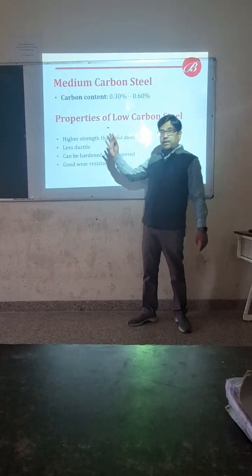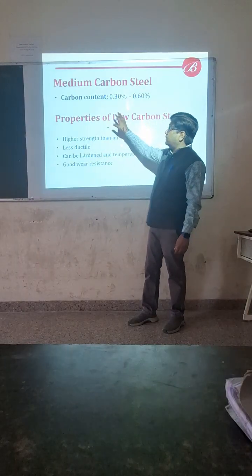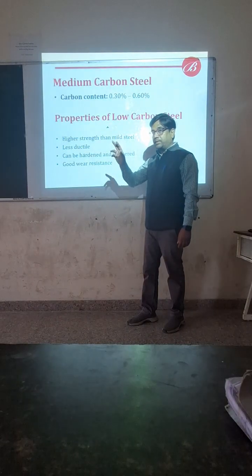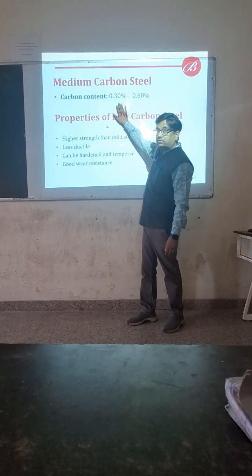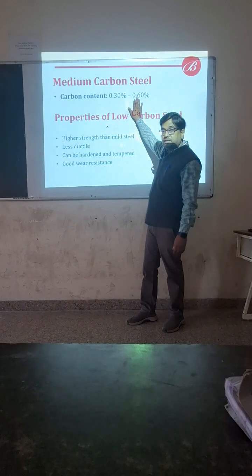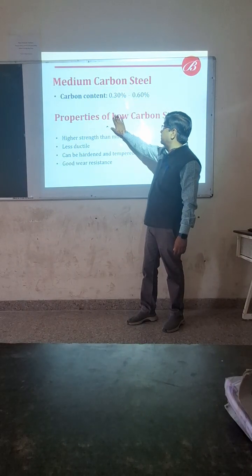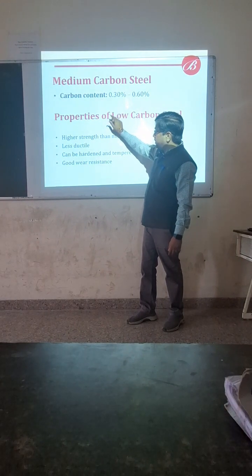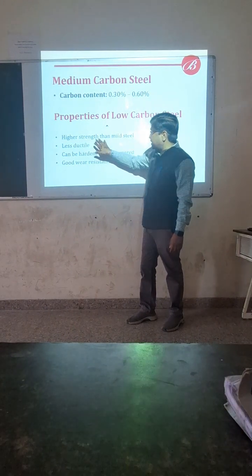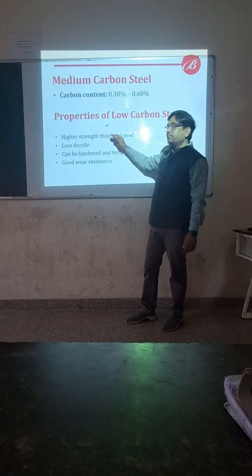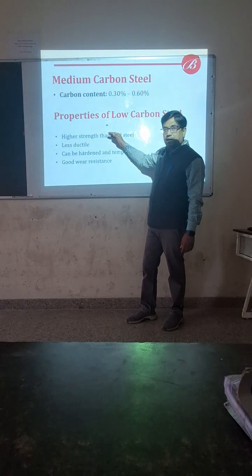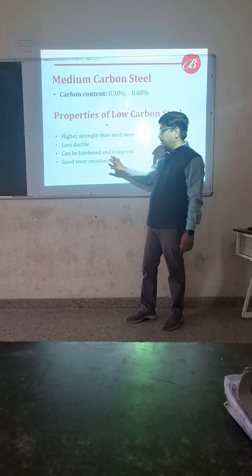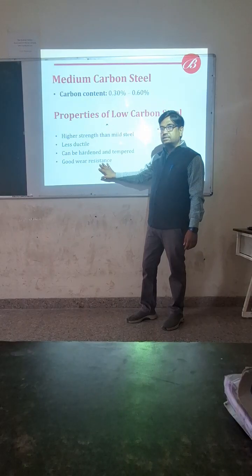Next is medium carbon steel. In low carbon steel the carbon is up to 0.3%, but in medium carbon steel it is from 0.3 to 0.6%. Medium carbon steel has higher strength than mild steel because the carbon percentage is a little higher. It is less ductile, it can be hardened and tempered, and it also has good wear resistance.